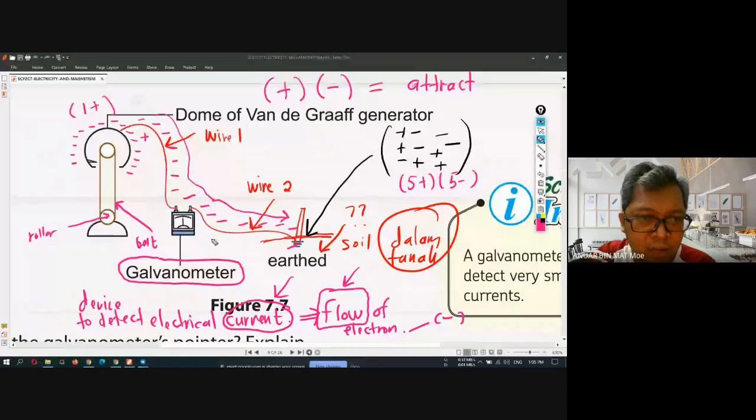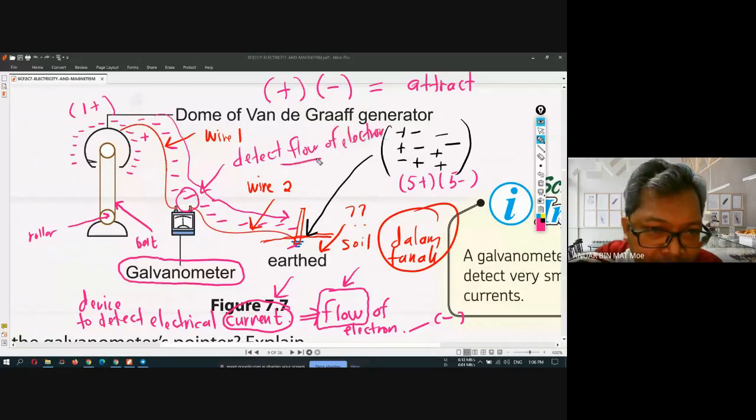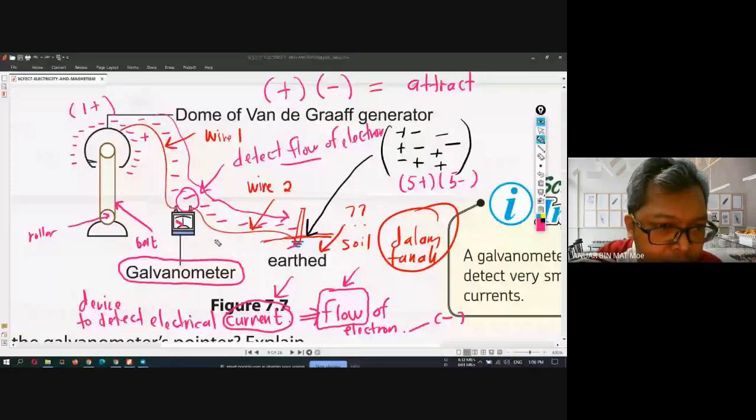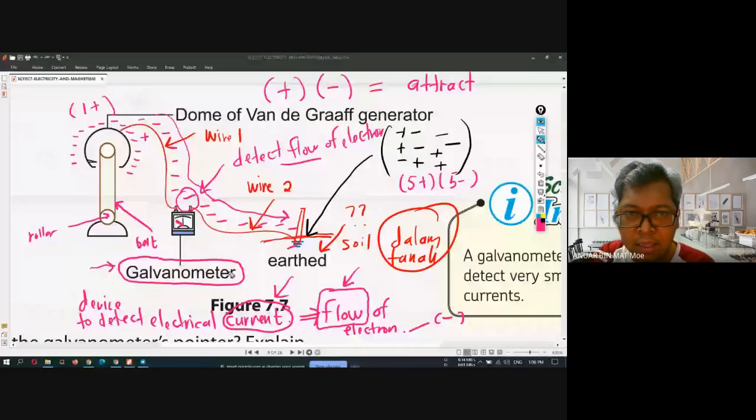Okay, and then the galvanometer will detect the flow of electron. The galvanometer here will detect the flow of electron, and then the needle on the galvanometer will move, meaning that it will detect a current. Although the current is very, very small, it can detect the current. What is the device here? Galvanometer. Okay, right, class? Can you understand this?